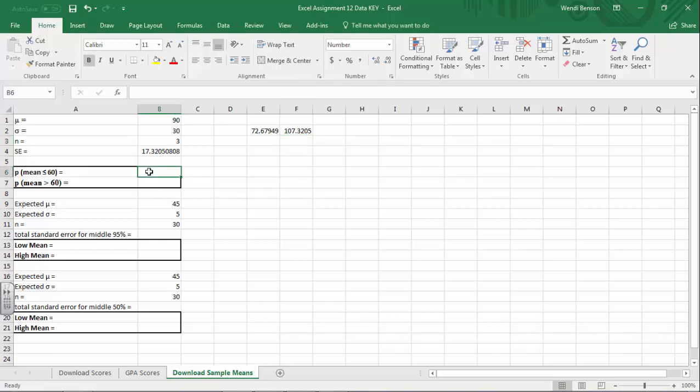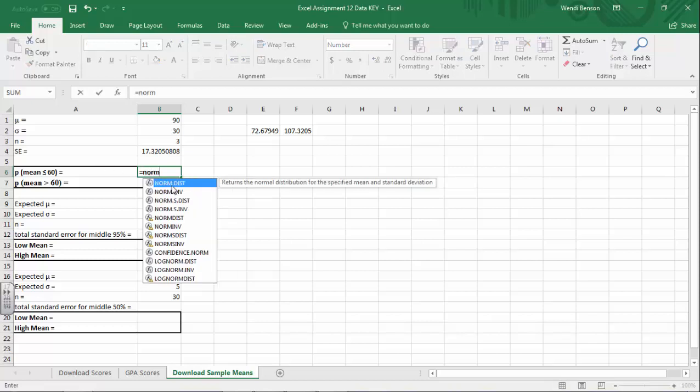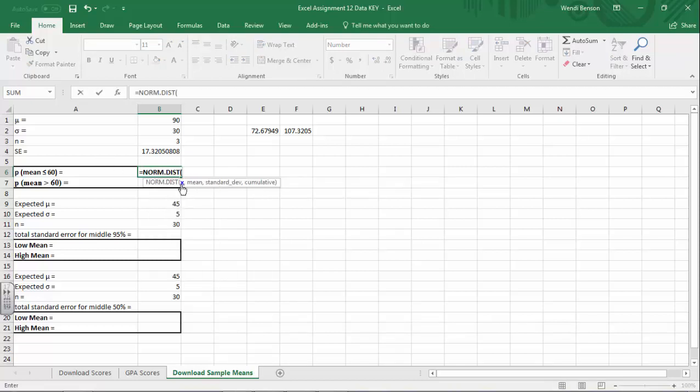So now let's figure out these probabilities. So equals, norm is back, norm.dist, double click it. Our x in this case is 60, comma. Our population mean is 90. Click that, comma. Now standard deviation is now our standard error. That's our measure of spread for means. So don't click 30, click the 17.32050808, comma. And for this, we do want to get the cumulative probability, right? Less than or equal to. So we're going to double click true.